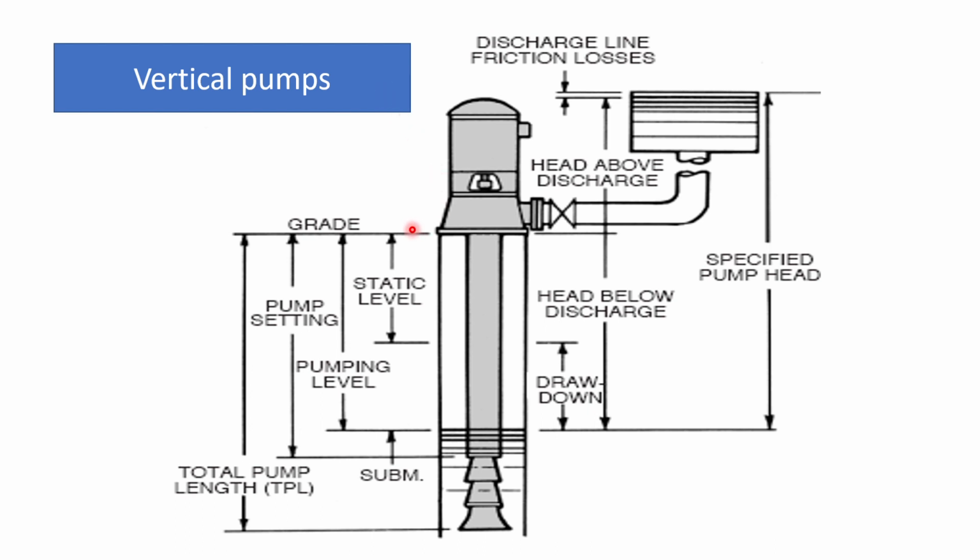Here we can see the different nomenclatures for a vertical pump. This is the grade where the pump is mounted. This is called a static level. This is the pumping level. This is the setting. The pump will start here. This is the submergence minimum. This much liquid is required. This is the total pump length. This is the discharge head. And then this is the pump, a specified pump head.